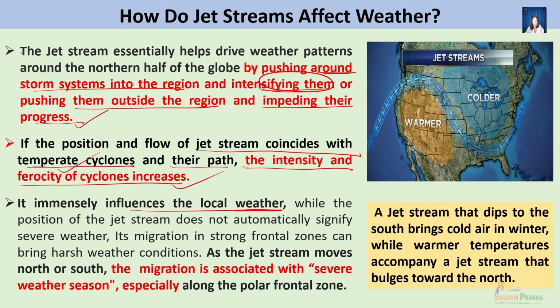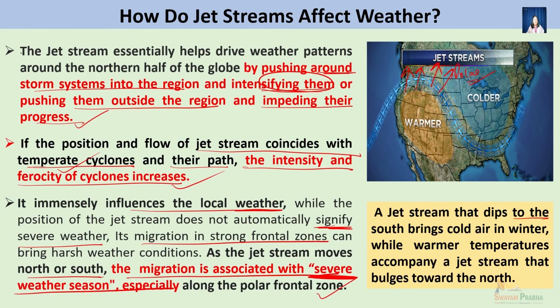While the position of jet streams does not automatically signify severe weather, its migration in strong frontal zones can bring harsh weather conditions. As the jet streams move north or south, the migration is associated with severe weather conditions, especially along the polar frontal zone. So a jet stream that dips to the south brings cold air in winters, while warmer conditions generally accompany a jet stream if it bulges towards the polar side.